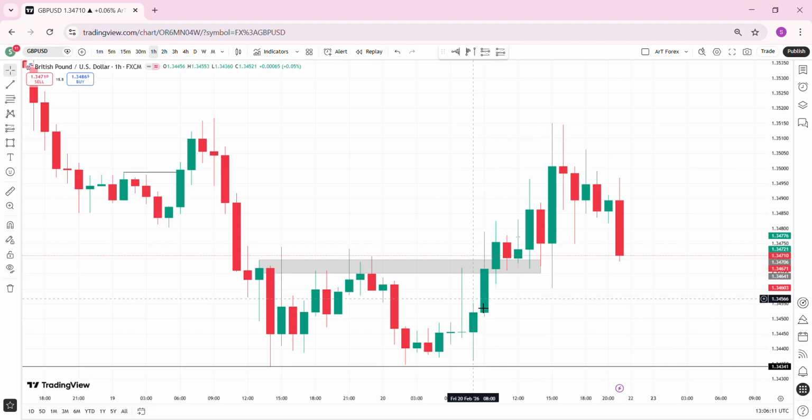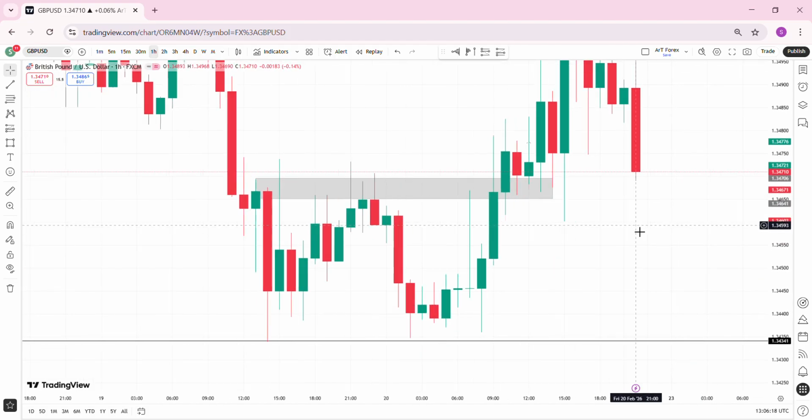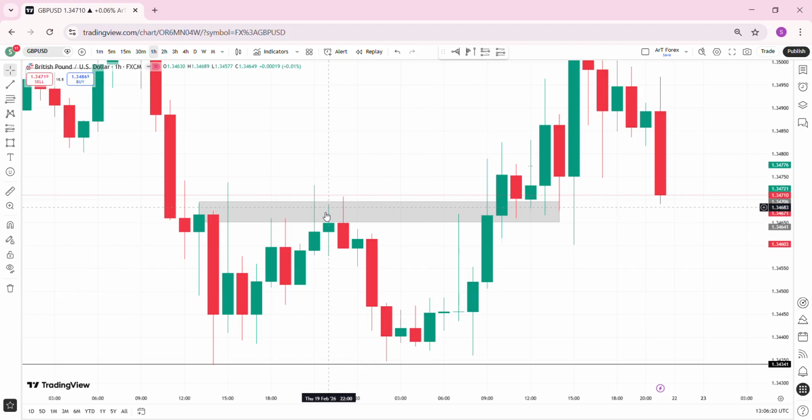As you can see, the buyers were so strong around here. The candles were so big, so strong. It means the pressure of the buyers was higher compared to the sellers who were holding these supply zones for selling. So we can see markets here pushed so high, but there were rejections.